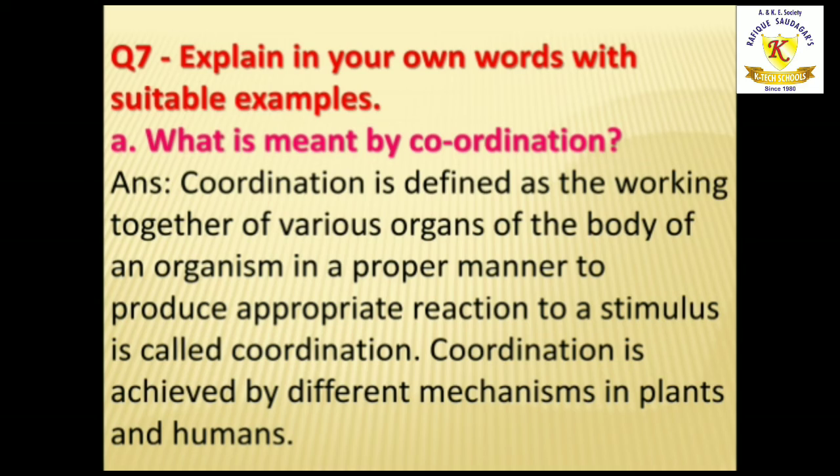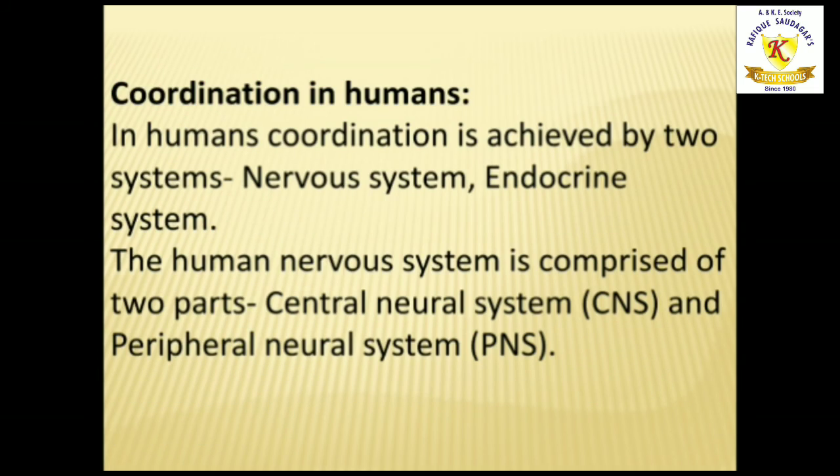Coordination in human. In human, coordination is achieved by two systems, nervous system and endocrine system. The human nervous system is comprised of two parts, central nervous system CNS and peripheral nervous system PNS.